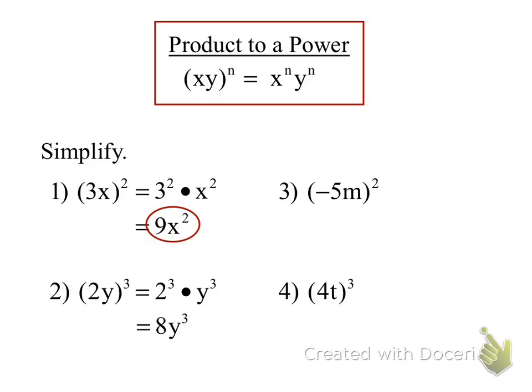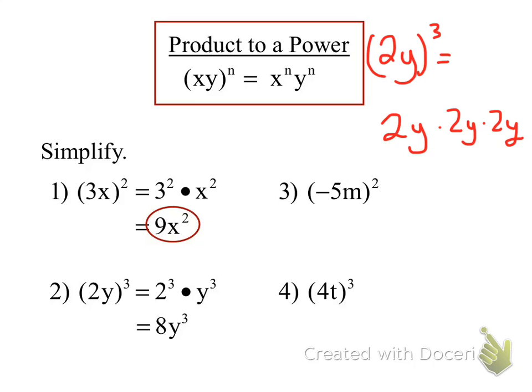Okay. I also want you to think about this. When you have the quantity, now there's a bunch of different ways to do this. If the whole thing is to the third power, that could mean 2y times 2y times 2y. Isn't that the same thing as 2 to the third power times y to the third power?